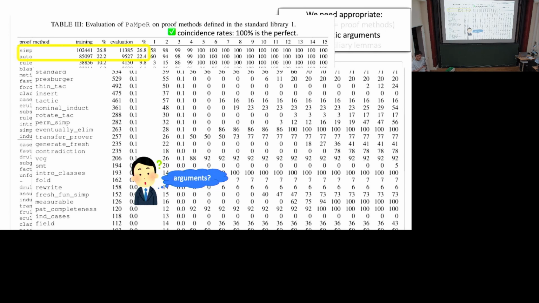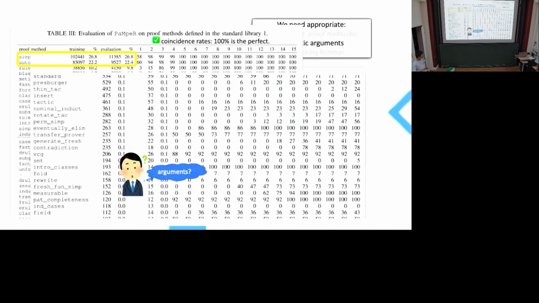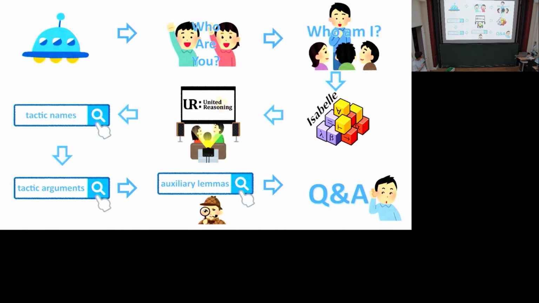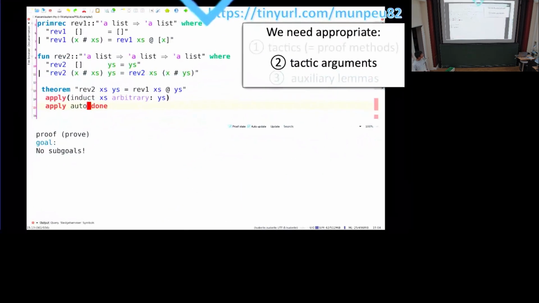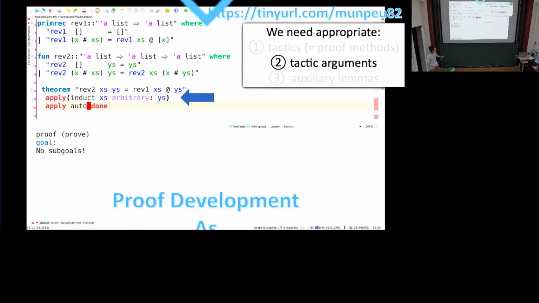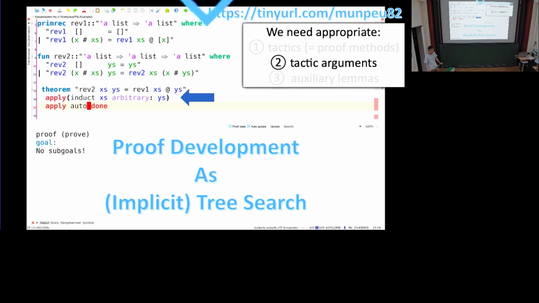But this tool doesn't recommend tactic arguments, and that was a big problem. Some tactics work well without arguments, but some others don't, especially the induction tactic, which performs pretty badly without the proper arguments. That's why I worked on tactic arguments. Okay. In the example we showed previously, we applied the induction tactic with arguments, and I wanted to get this automatically.